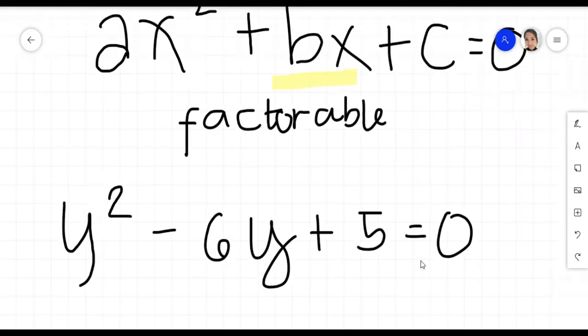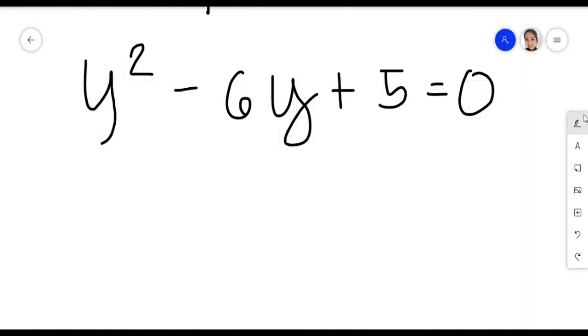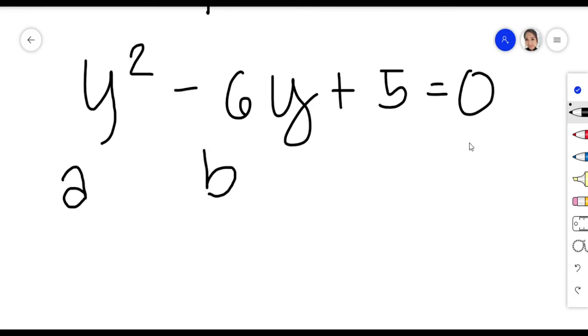Okay, so we have here an example: y squared minus 6y plus 5 equals 0. How do we know if this quadratic equation is factorable? First, let's identify the values of a, b, and c.